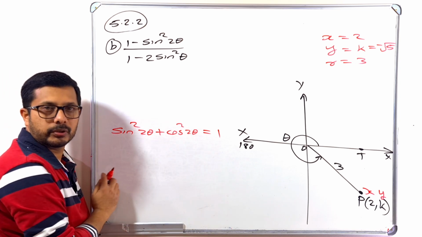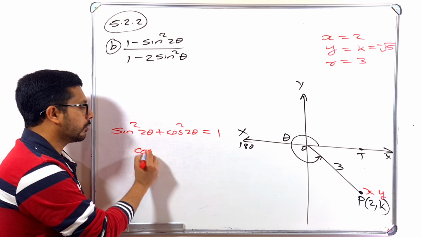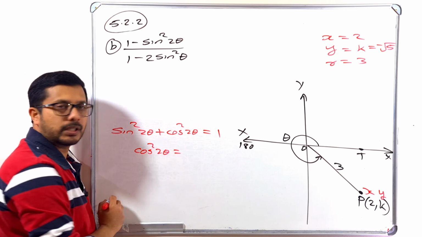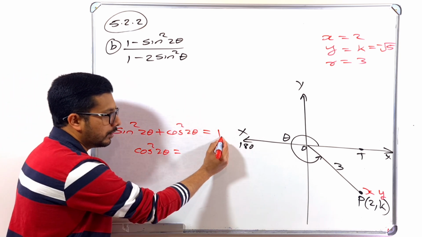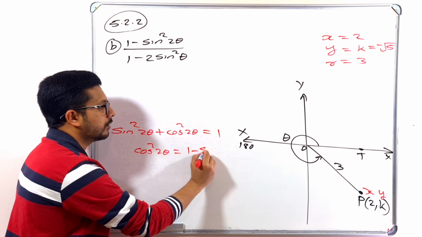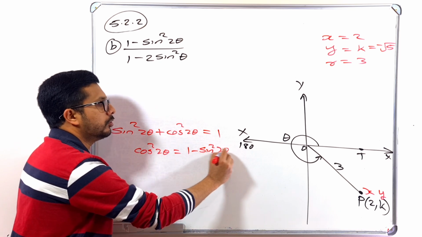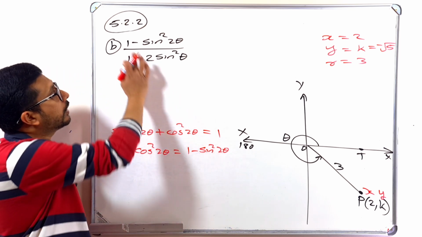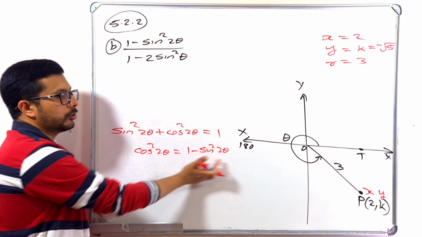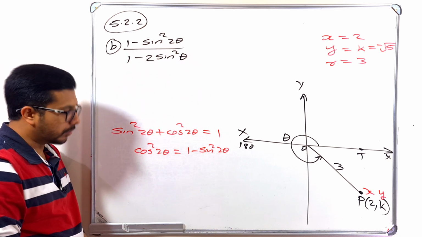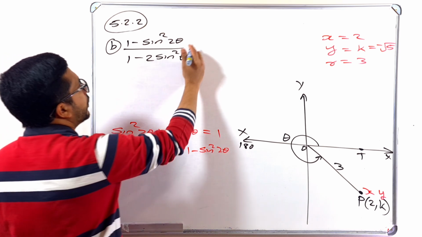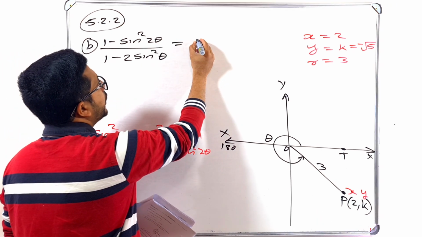What is this cos squared 2 theta? Take this sine squared 2 theta to the other side. That is this 1 minus sine square 2 theta. Am I right? So what we can write? Cos square 2 theta. So here this one is cos squared 2 theta.